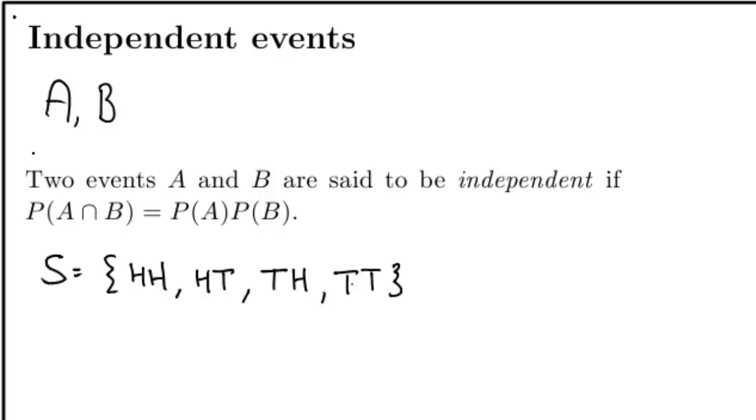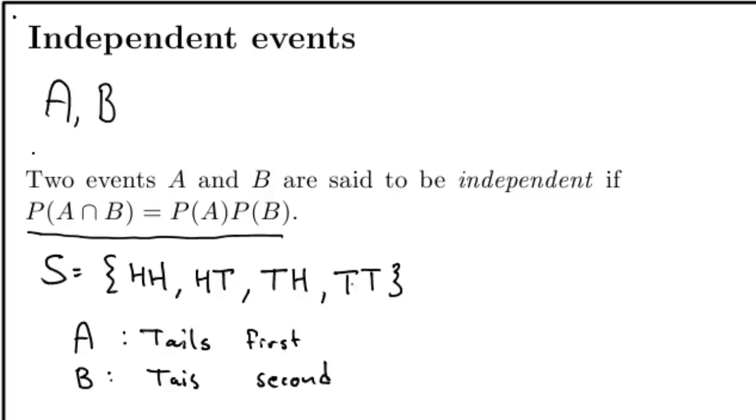Let's consider two events. Event A is I get tails in the first coin flip, while event B is I get tails in the second flip. Now, what happens in the first flip really shouldn't affect what happens in the second one, so we would expect A and B to be independent events. And so let's check that they actually are independent by validating this formula.